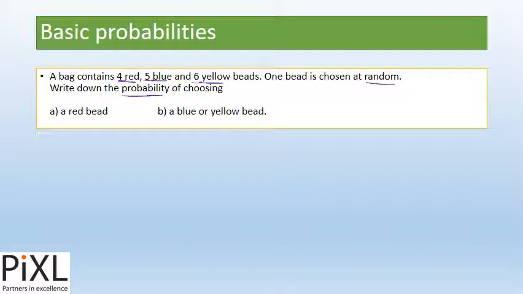Now, probabilities can be written as fractions, decimals, or percentages. They have to be less than 1 but greater than 0, with 0 being impossible and 1 being certain. So if we're going to choose a red bead, we have 4 red beads out of how many are there in total? Well, there's 15. So my probability of choosing a red bead is 4 over 15. The probability of choosing a blue or a yellow, well, there's 5 blue and 6 yellow, so there's 11 counters that I could pick from, again, out of 15.